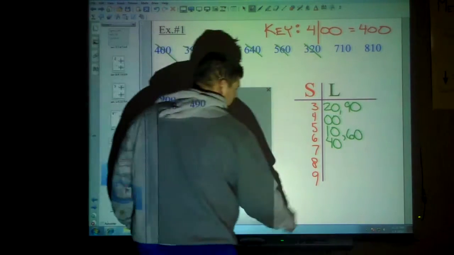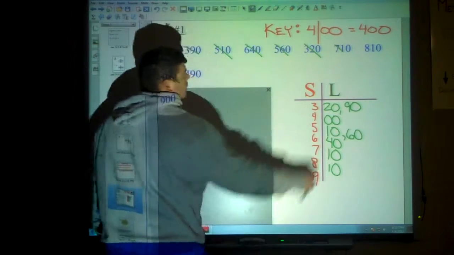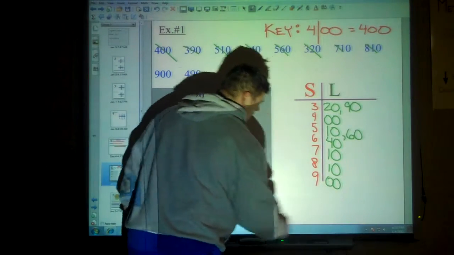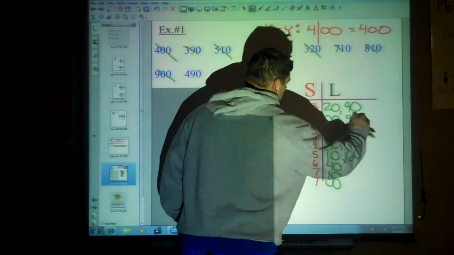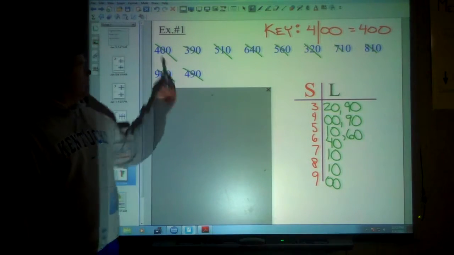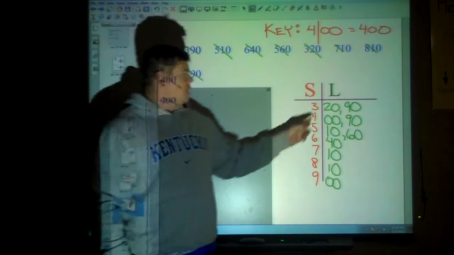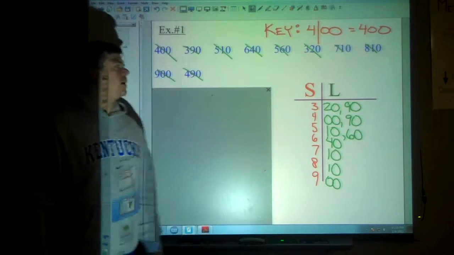710, 810, 900, and 490. And I have all the data represented on the stem and leaf plot. 1, 2, 3, 4, 5, 6, 7, 8, 9, 10 pieces of data.